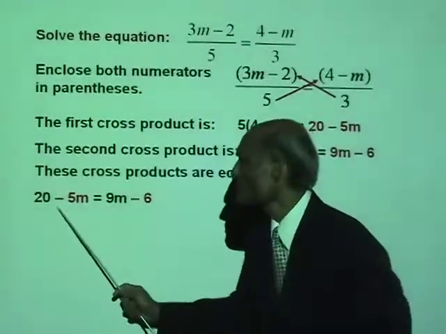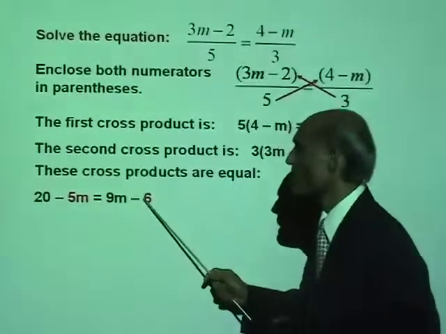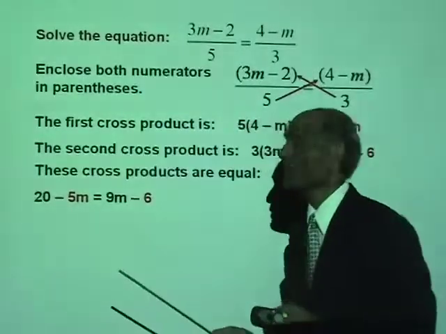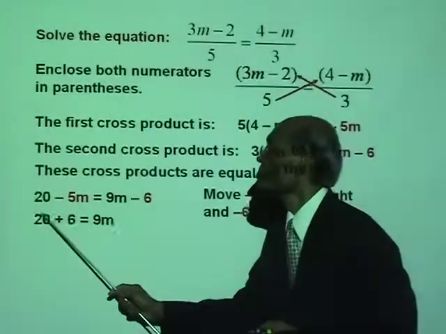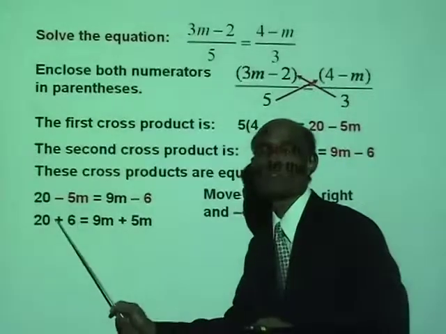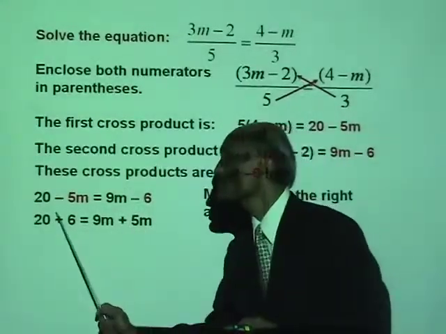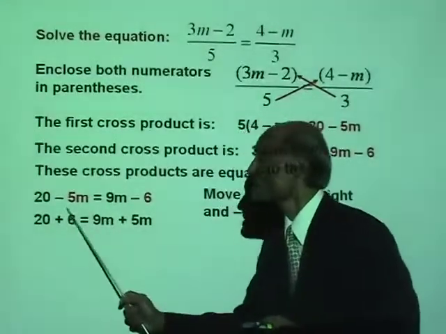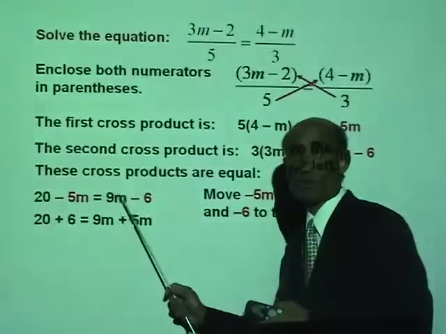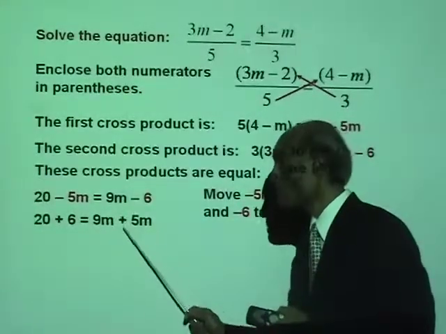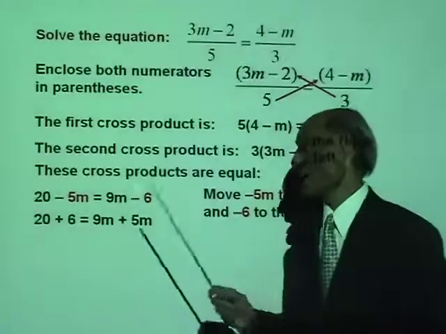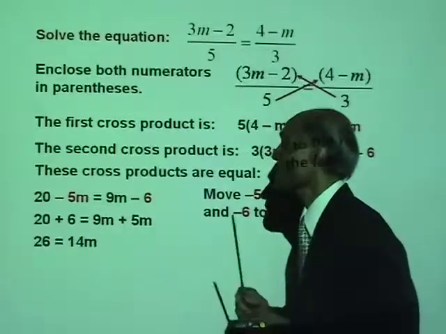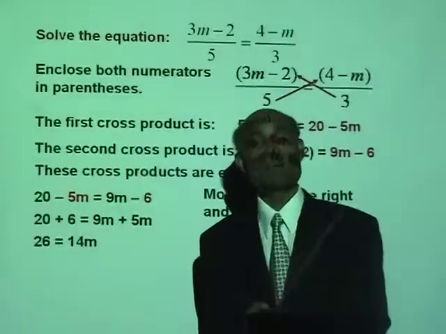Now this negative 5m I'm going to move to the right, and the negative 6 I'm going to move to the left. So you can see that now 20 plus 6, negative 6 from the right goes to the left, becomes positive 6, equal to 9m plus 5m. Negative 5m will move from the left to the right, become positive 5m. Now 20 plus 6 is 26. 9m plus 5m is 14m.